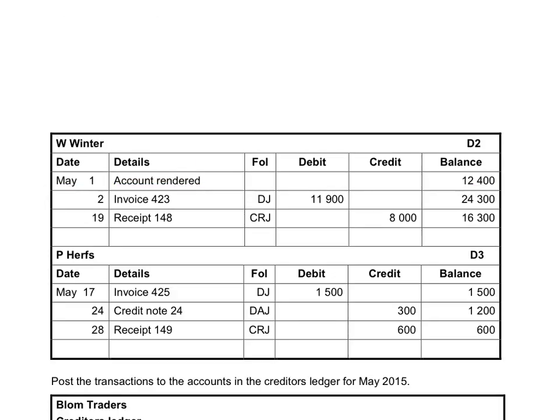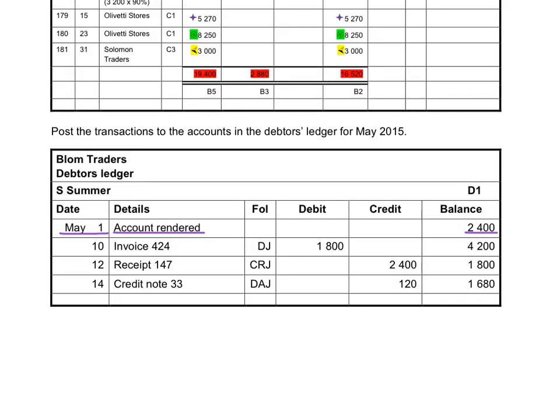In the account of W. Winter, we will start with the account rendered on the 1st of $12,400. Debtors is an asset and will therefore increase on the debit side and decrease on the credit side.